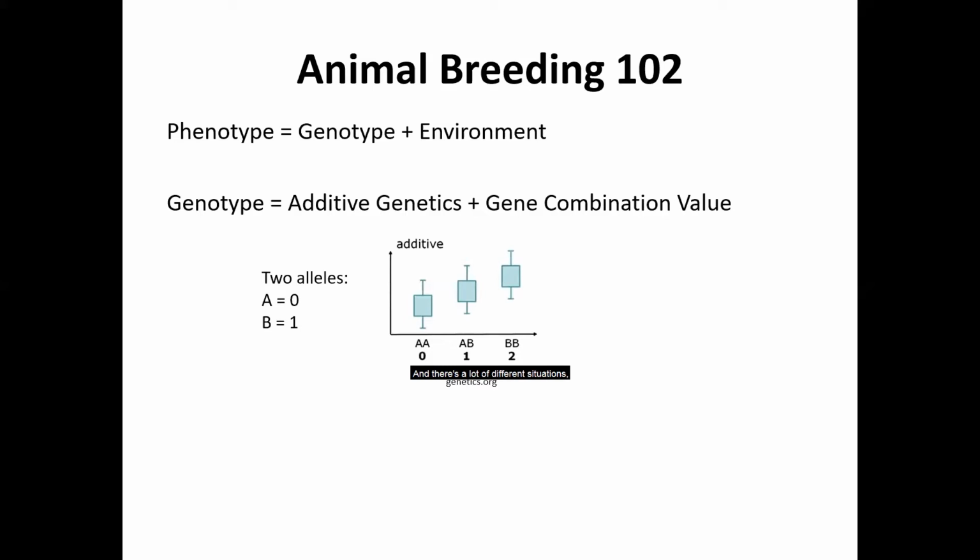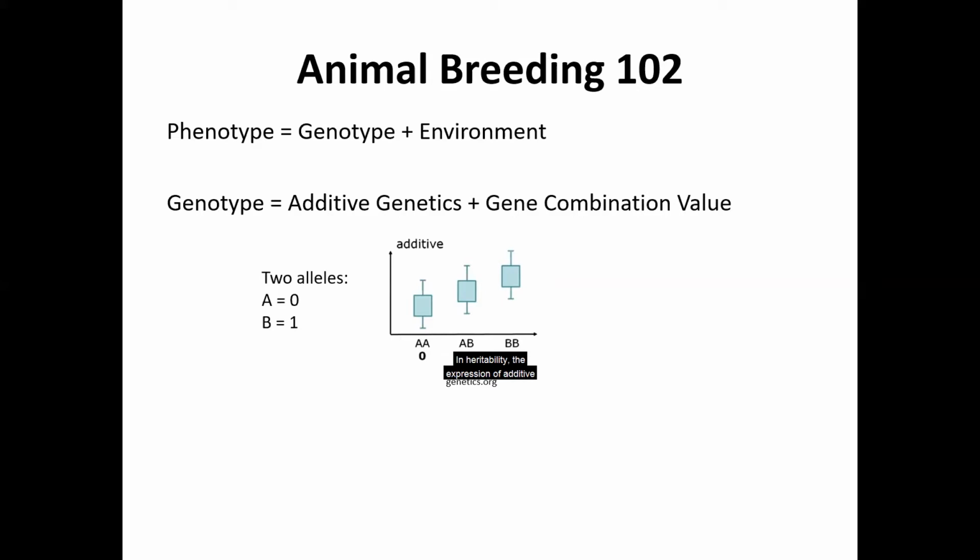Okay, a gene combination value says that the actual genetic value is different from that additive value. And there's a lot of different situations where that can be the case. We'll talk about some of the most common, but the one thing I want you to understand is that gene combination values, unlike additive genetics, are not passed to the next generation. Why not? Because an individual, when it becomes a parent, only contributes one of its two genes to the next generation. So the combination that comes from the two doesn't go to the next generation.